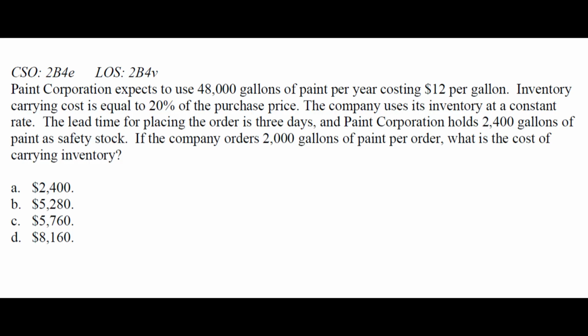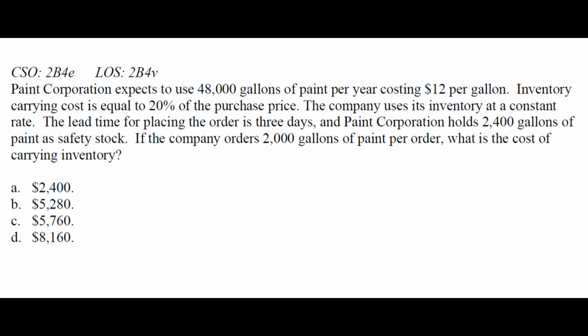B. $5,280. Incorrect. This reflects an incorrect calculation of average inventory or carrying cost. C. $5,760. Incorrect. This considers only part of the inventory held and excludes the full effect of safety stock.